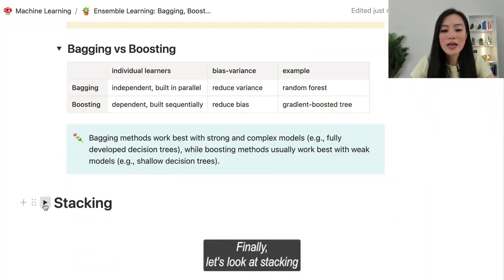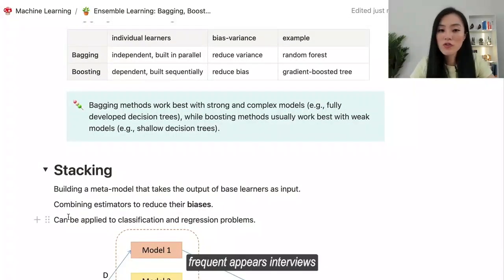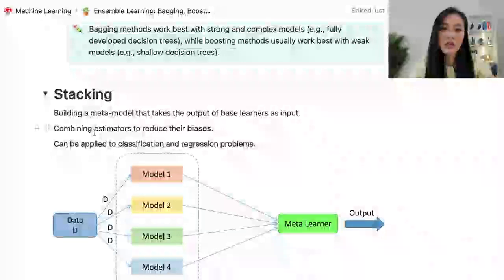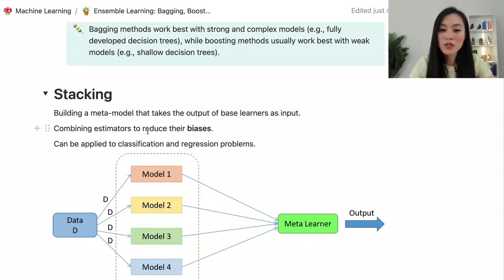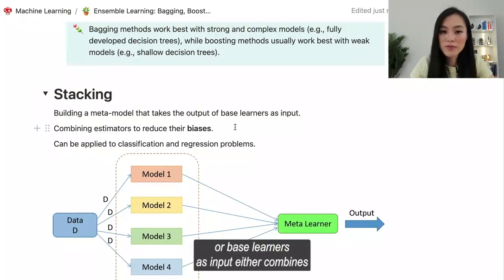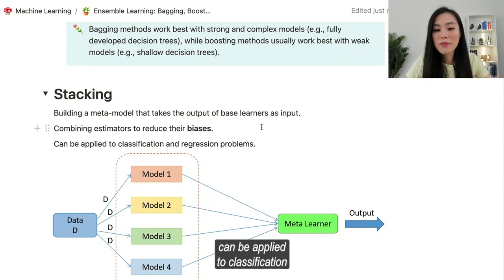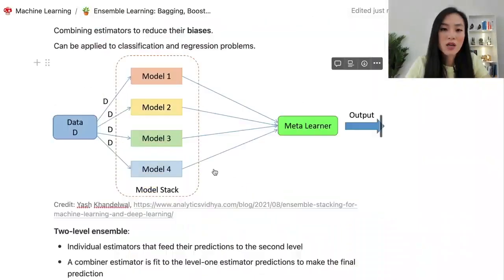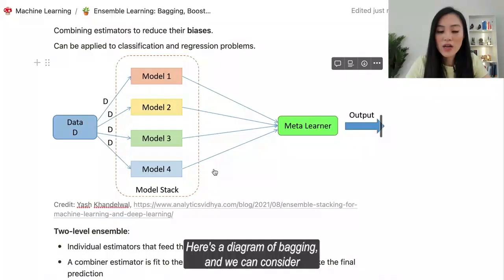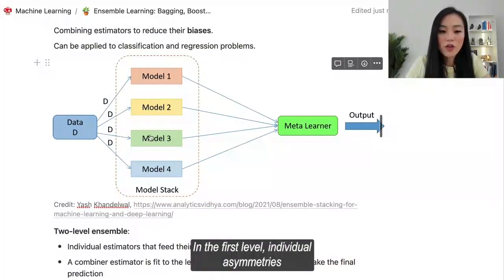Finally, let's look at stacking, another ensemble learning method which appears less frequently in interviews than bagging and boosting. The idea of stacking is to build a meta model that takes the output of base learners as input. It combines estimators to reduce their biases. It can be applied to classification and regression tasks, similar to bagging and boosting. Here's a diagram of stacking, and we can consider it as a two-level ensemble method. In the first level, individual estimators are created based on the training data.